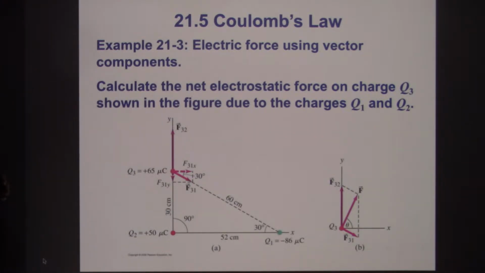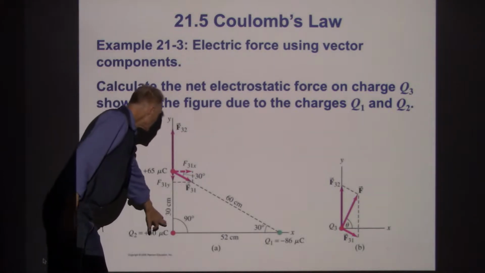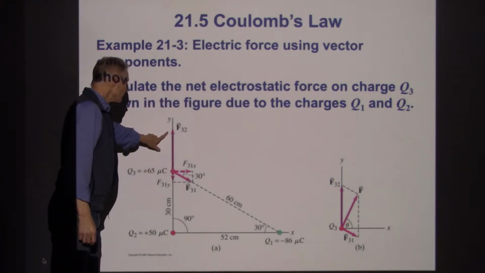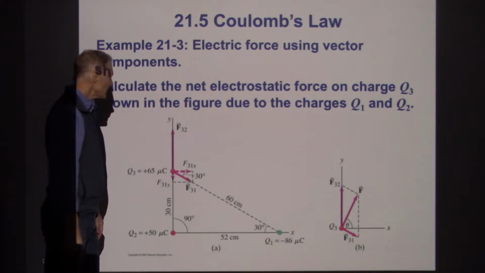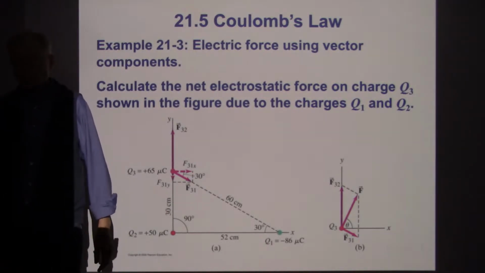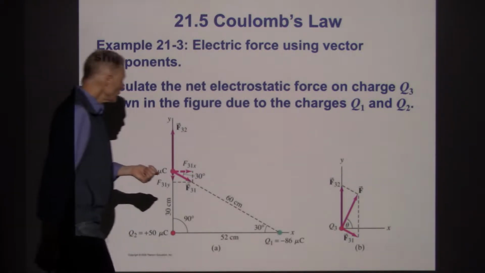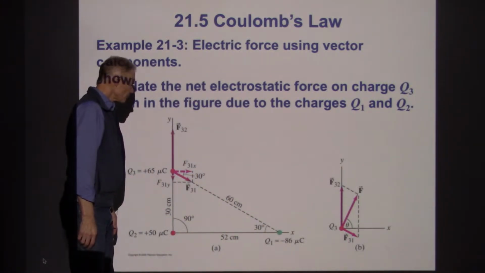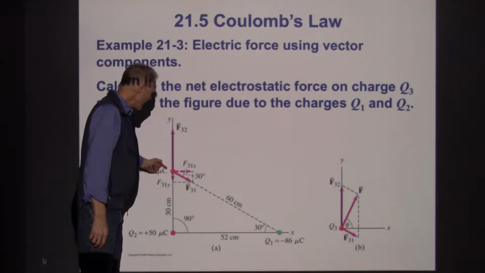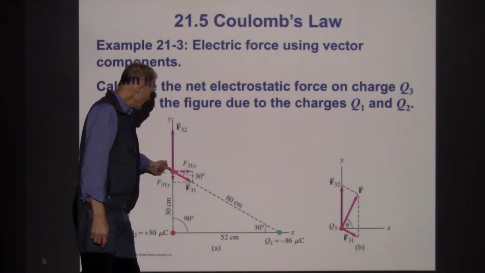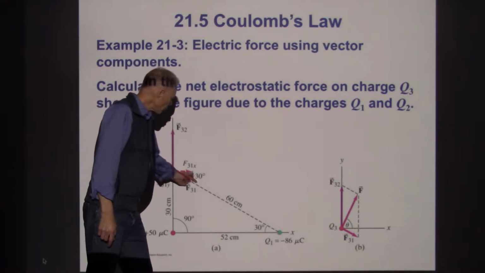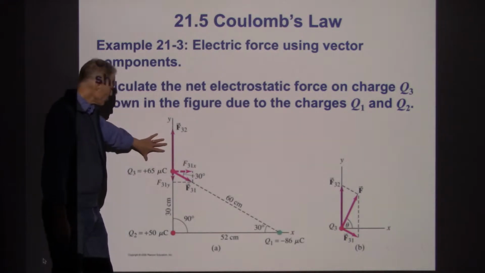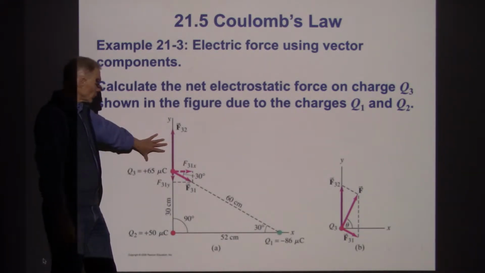So charge 3 is going to experience a repulsive force, a force directed away from charge 2. And so they've drawn that in. Now what also is going to happen here is that there's charge 1, which is negatively charged. And so negatively charged means that it's going to be attracting this positive charge. So there's going to be a force pulling charge 3 towards charge 1.